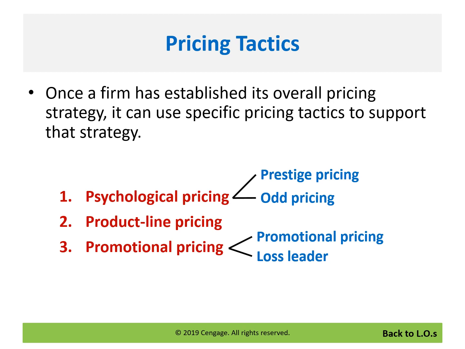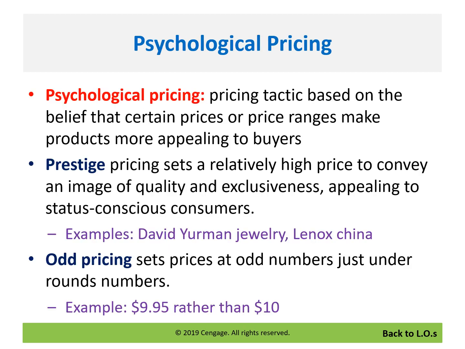Once a firm has established its overall pricing strategy, it can use specific pricing tactics to support that strategy. So we have three pricing tactics, namely psychological pricing, which makes use of prestige pricing and odd pricing. Next is product line pricing. And the third is promotional pricing, which includes promotional pricing tactics and loss leader tactics.